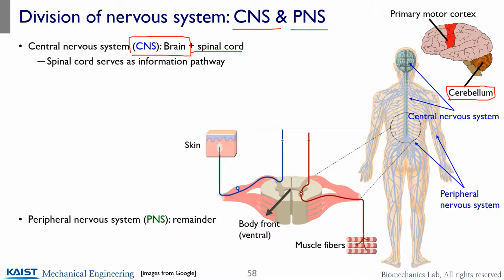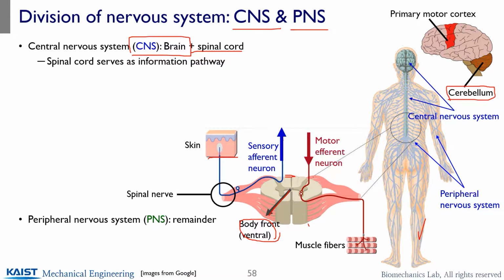Okay, if you look at the spinal cord cross section, the spinal cord has two neural pathways. One is the pathway from the sensors to the brain, the sensory afferent neuron pathway, on the back part. This is the body front, okay? Even though this human figure is looking at the back side of the figure, this one is the front side. And from the brain, motor efferent neurons come out through the ventral part, the front part of the spinal cord, to the muscle fibers. This is what we call the spinal nerve.